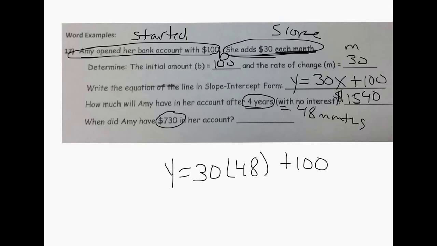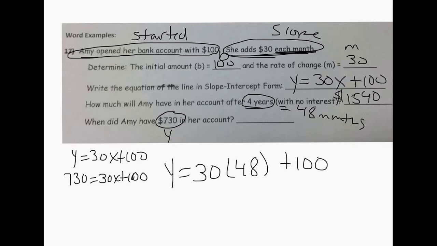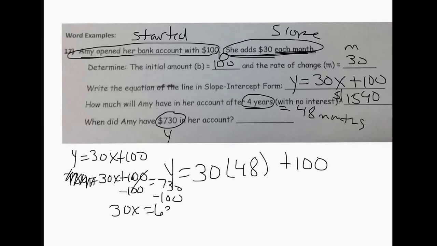Then I'm trying to see when will she have 730. That's actually a y amount. So y equals 30x plus 100. y is 730. And so this is an actual solving problem. If I don't like the 730 over there, I can move it to the other side. Cross it out over here. Minus 100, minus 100. 30x equals 730 minus that is 630. And when it's beside it, I divide it. So I divide them both by 30. 630 divided by 30, 21 months.